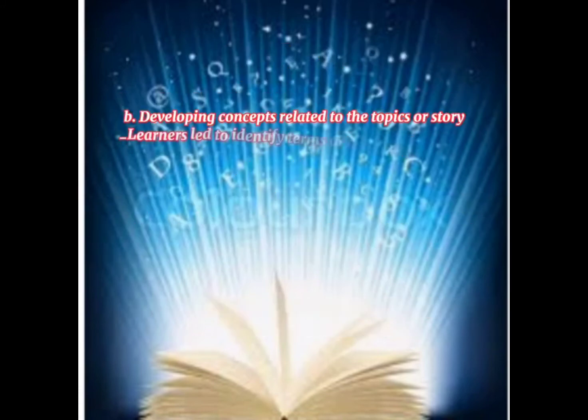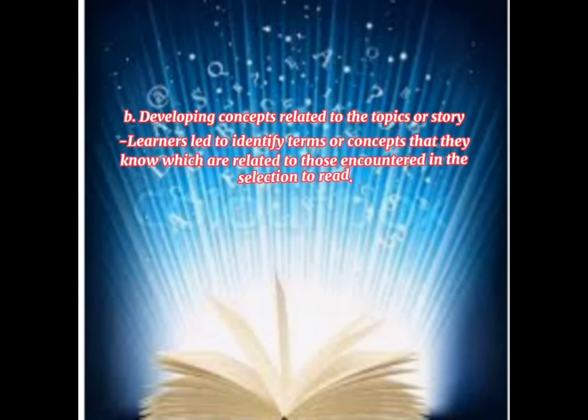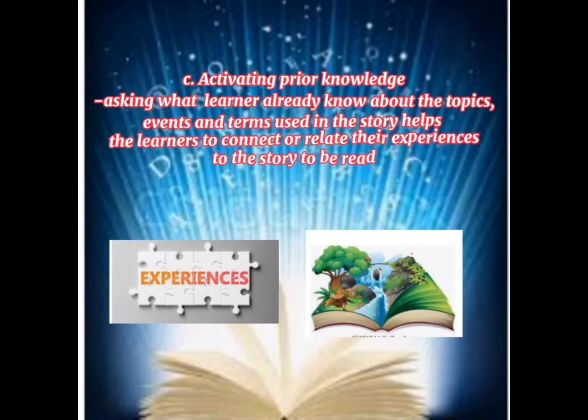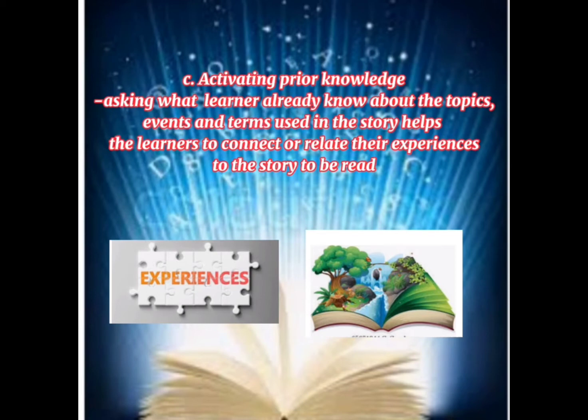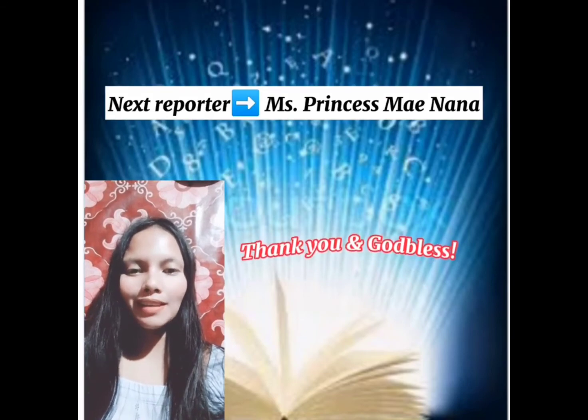Second is developing concepts related to the topic or story. Learners are led to identify terms or concepts that they know which are related to those encountered in the selection to read. For example, what word comes to mind when you hear the word monkey? Third is activating prior knowledge. Asking what learners already know about the topics, events, and terms used in the story helps learners connect or relate their experiences to the story to be read. This is the end of my report. The next reporter will be Miss Princess Maynana.